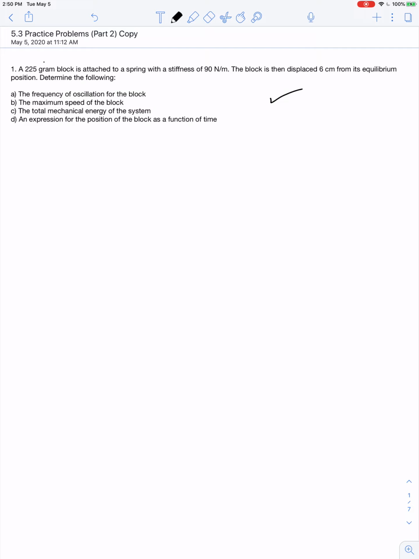So here we have a 225 gram block attached to a spring whose K value is 90 newtons per meter. The amplitude of motion is 6 centimeters, and we have to figure out the frequency of oscillation, the maximum speed, the total mechanical energy, and we have to express position as some sort of function of time.